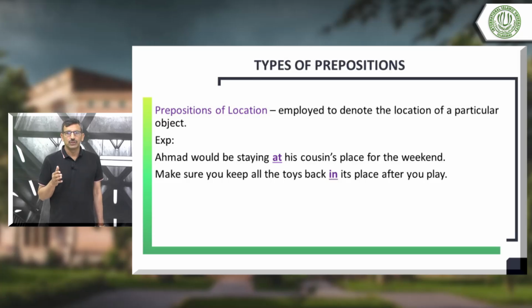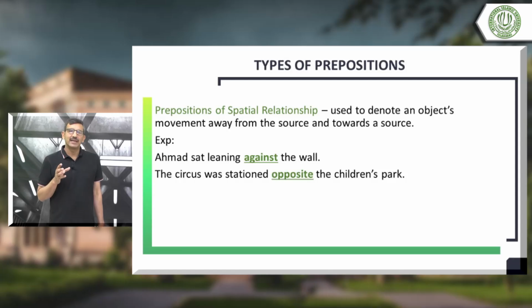The next type of prepositions are prepositions of location. They are employed to denote the location of a particular object. For example, Ahmed would be staying at his cousin's place for the weekend. Make sure you keep all the toys back in their place after you play. At and in these sentences are prepositions of location which tell the person to locate the things. The last type of prepositions are prepositions of spatial relationship.